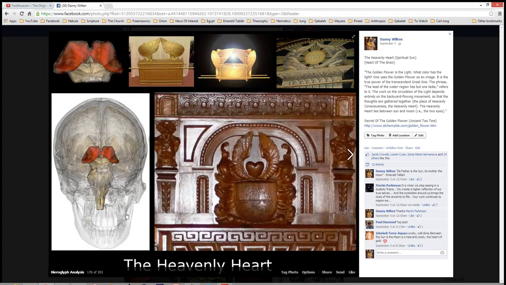Here is another example of the Ark of the Covenant. Notice this time we have a heart there. It represents the heavenly heart, the heart of the brain. So we have two hearts. We have the heart of the body, and then we have the heart of the brain.